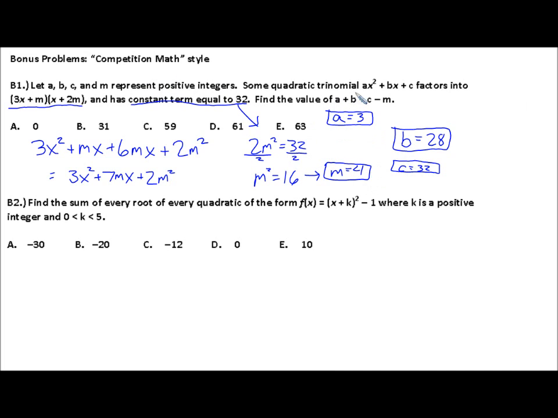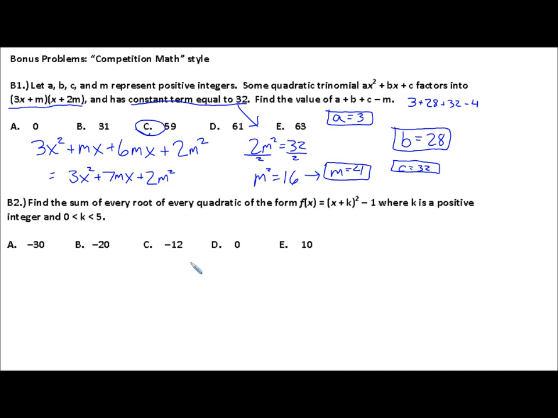So I'm looking for a plus b plus c minus m. 3 plus 28 plus 32 minus 4. If you calculate all that out, you will get the answer 59.